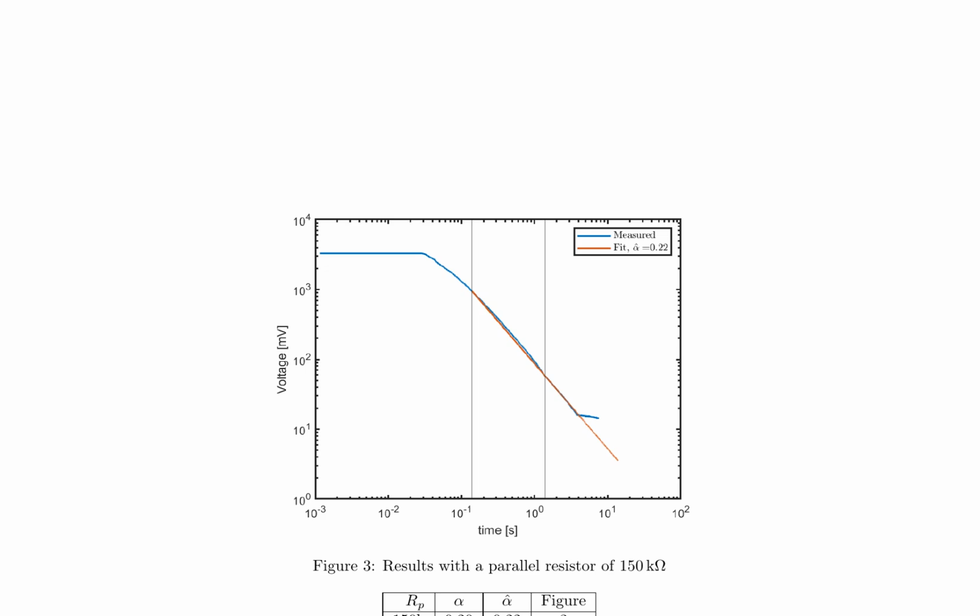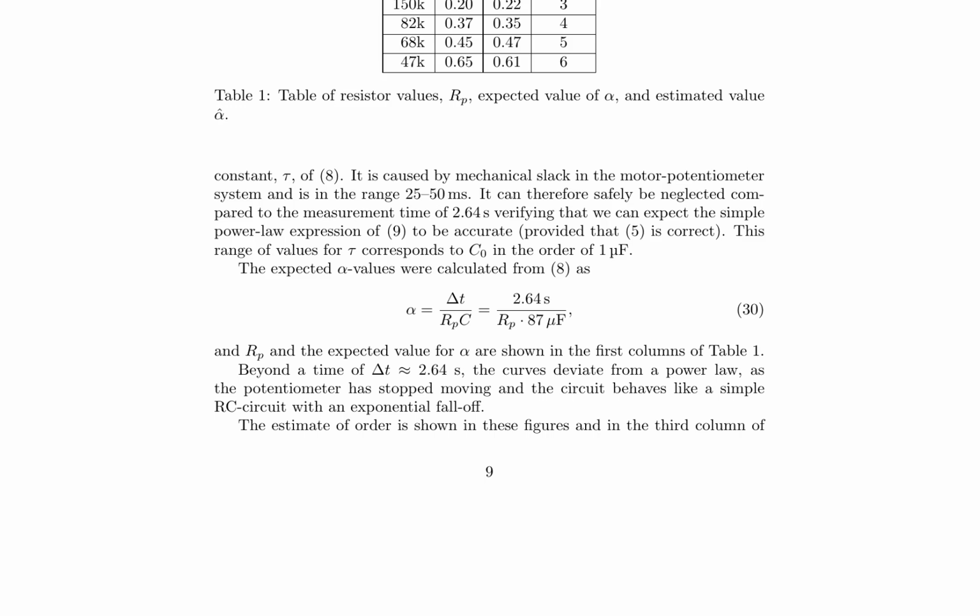The experiment involved measuring the voltage across the circuit over time, using different values for the parallel resistor, Rp, while keeping the capacitance, C, constant. The results are presented in figures 3 and 4, which show the measured voltage responses for Rp values of 150 kΩ and 82 kΩ, respectively.